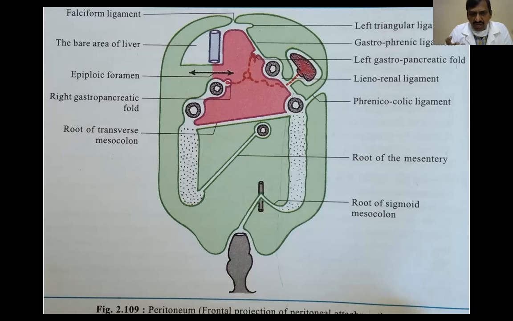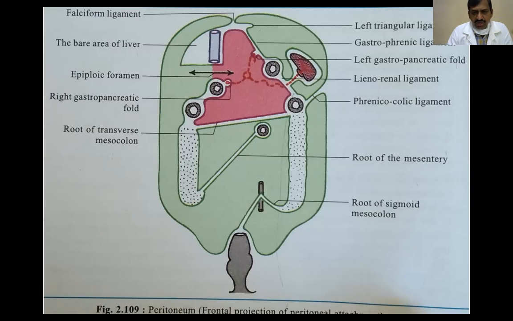Suppose there is any perforation of the anterior part of the stomach or duodenum. There is a chance for the spilling of these secretions, these contents of the stomach or duodenum, into Morrison's pouch, the hepatorenal pouch of Morrison. That is why this is clinically very important. What are the boundaries of this Morrison's pouch?